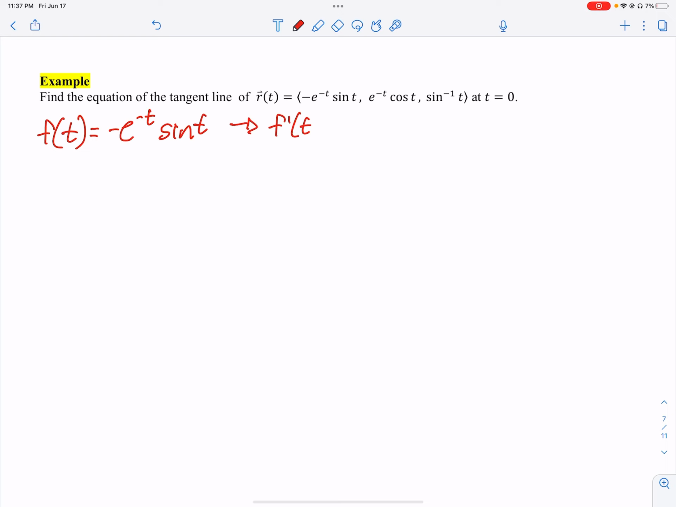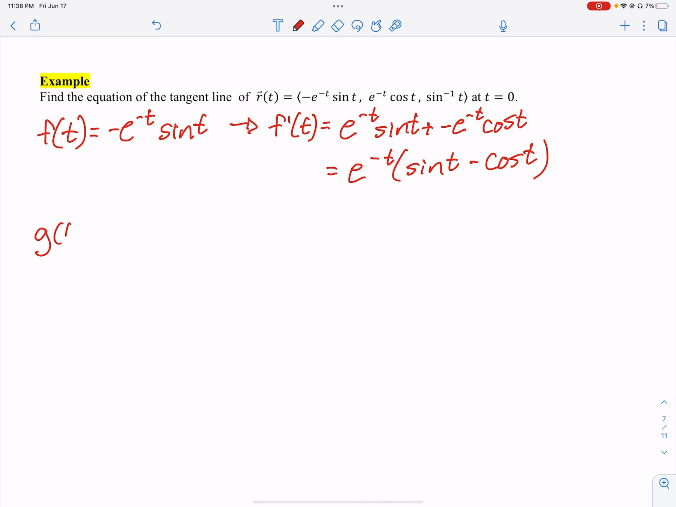So f prime of t, it's a product rule. So we get e to the negative t, keep the sine, plus I leave the negative e to the negative t, take the derivative of sine, which is cosine. I go ahead and factor that out, and there's a reason later. Sine of t minus cosine of t inside.